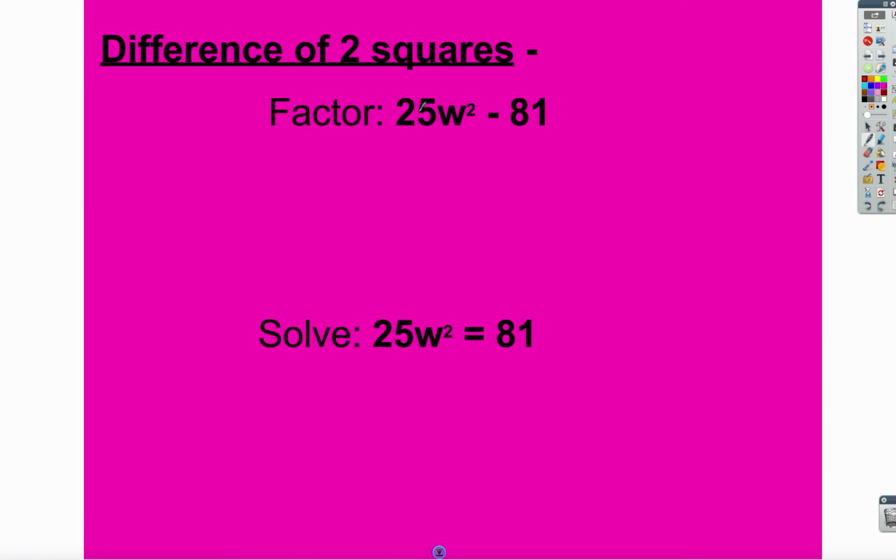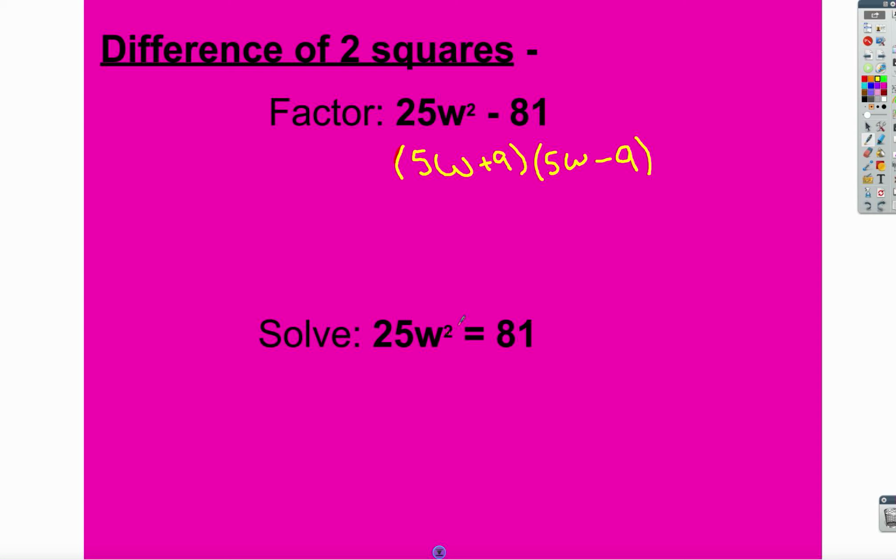So notice 25 is a perfect square, it's 5 squared. 81 is a perfect square, it's 9 squared, and it is a difference, it is subtraction. So I'm going to recognize that that would be 5w plus 9 times 5w minus 9. I'm following that pattern, almost like a formula. And if I were to distribute, if I were to FOIL, first, outer, inner, last, I would get right back to this, which is what I would want. It would mean I did it correctly.